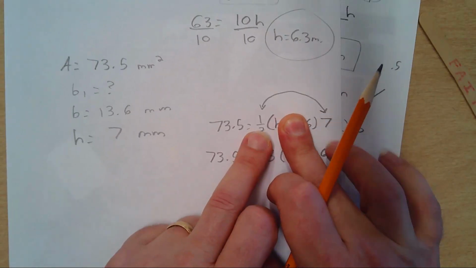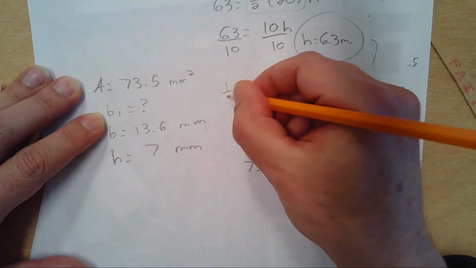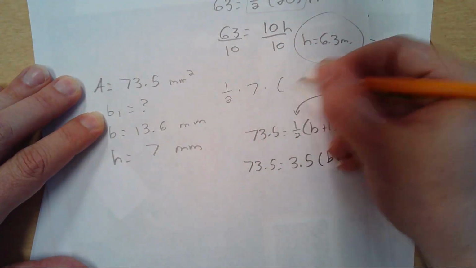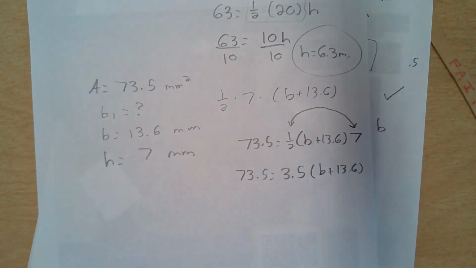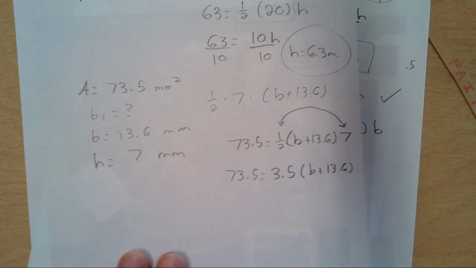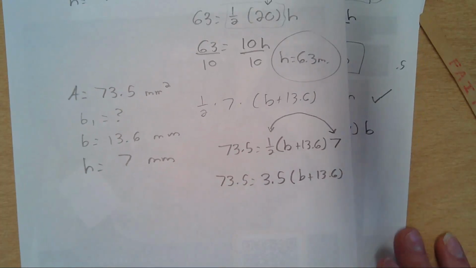But on the outside, these two terms, in a sense, I could write it this way: 1/2 times 7 times b plus 13 6/10. That's the same thing. I just changed the order. 3 times 2 times 1 is the same thing as 1 times 2 times 3. So the order I multiply stuff doesn't change the outcome at all here. But multiplying those first and third terms together is what I want to do.